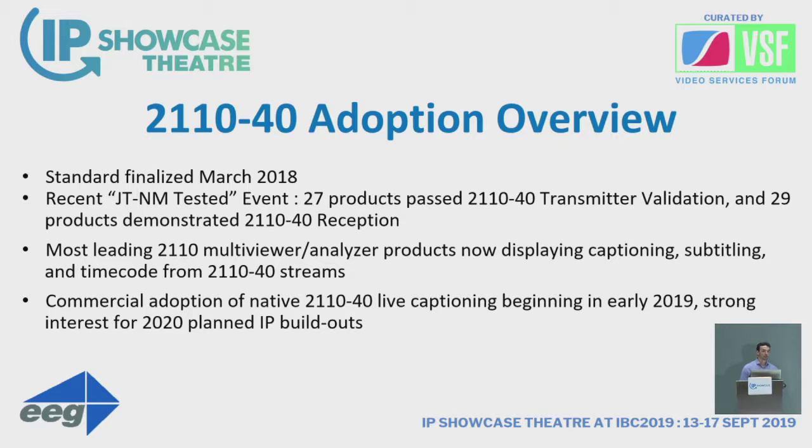How are we doing on all this? This 2110-40 was the last of the 3 essence standards to be finalized. It was approved in March 2018, so about a year and a half ago. And since then, there have been a lot of vendors implementing the standard with a good amount of interoperability, so that's very good. We saw 27 products at the JT-NM Tested event in Germany last month, passing a 2110-40 transmitter validation.